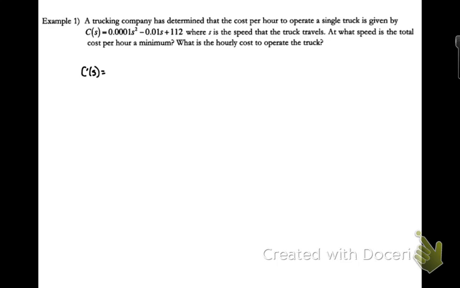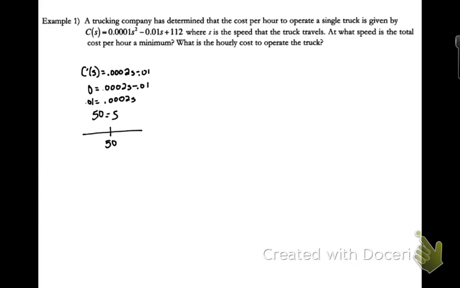So c prime of s should equal 0.0002 s minus 0.01. And we know that when the derivative equals 0, our function potentially has a minimum or maximum, but most likely in this case, since that's what the question's asking for, it will be a minimum. So we find that this should occur when s equals 50, and just to verify that we have a minimum, I'll do some sign analysis.